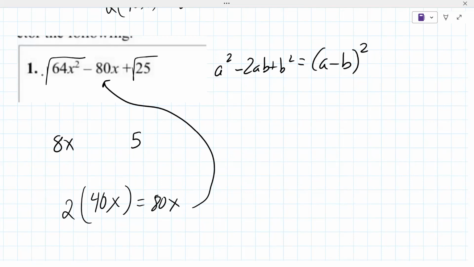Got it. All right. So what would this one become? What goes in parentheses here? What's the 8x minus 5 squared. Good? Fantastic. All right. So now let's look at one like 5.